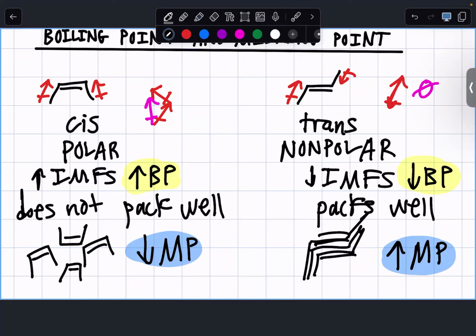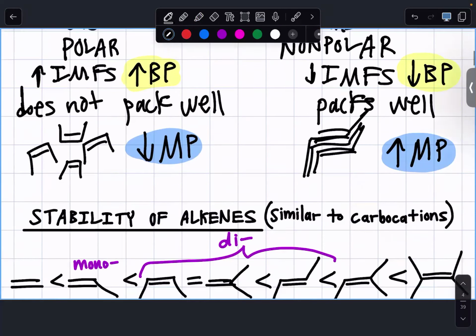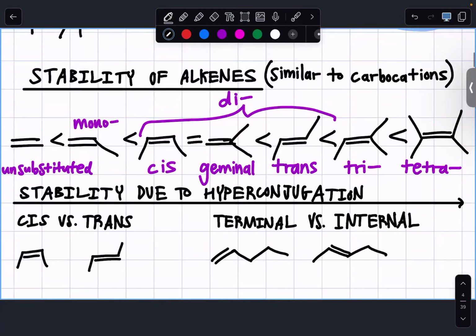Now let's go over the stability of alkenes. The more substituted the alkene is, the more stable it's going to be, because think of it like the carbocation. The reasoning is because of hyperconjugation. There's more hyperconjugation in this alkene because think of it as like a support system. Like this alkene has a lot of friends around it.